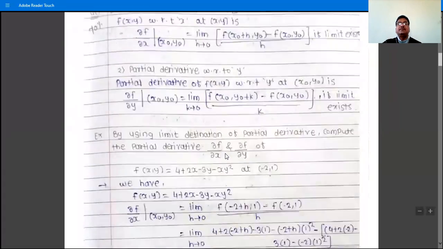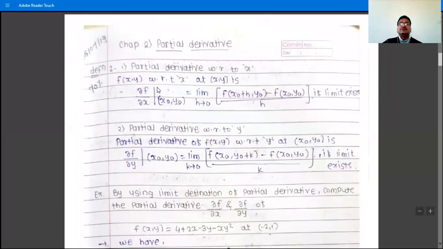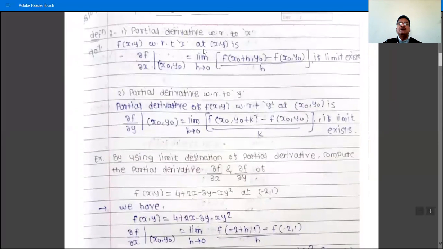Second chapter of this paper, partial derivative. What is the partial derivative of the function with respect to x? f(x, y) is the function. Its partial derivative is denoted by this notation: ∂f/∂x at (x naught, y naught), or write ∂f/∂x in brackets with (x naught, y naught) at the bottom right, or write f suffix x.